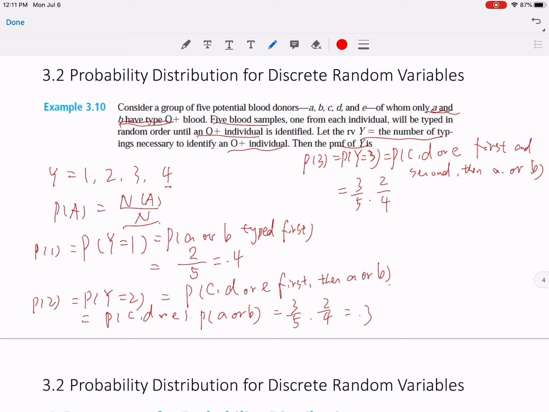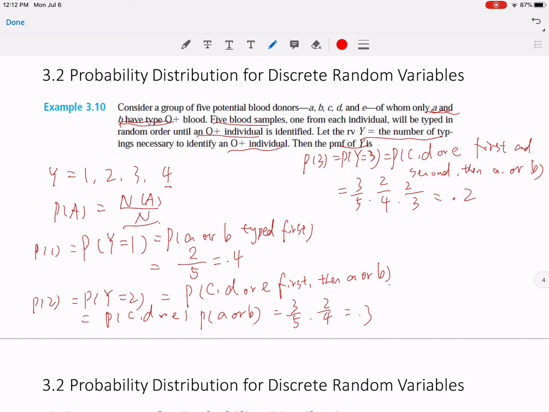And then let's think of the third type. After the first two types, how many people are left? 3 of them left, right? Now, how many of them are O positive? 2 of them are O positive, right? So times 2 over 3. And then this is equal to 0.2.